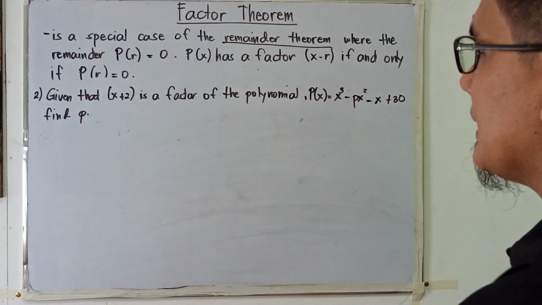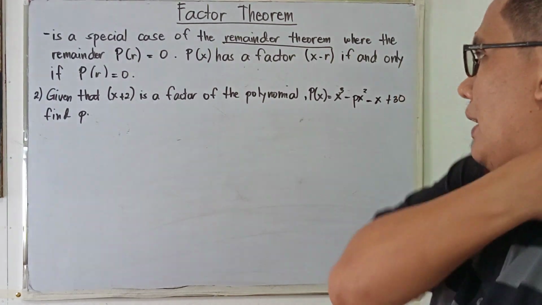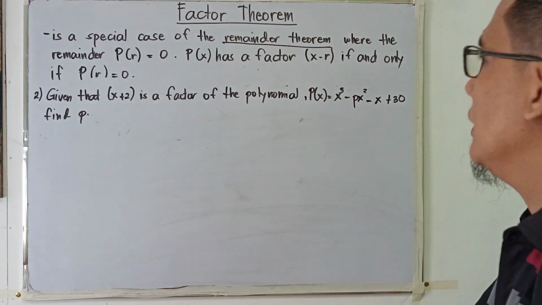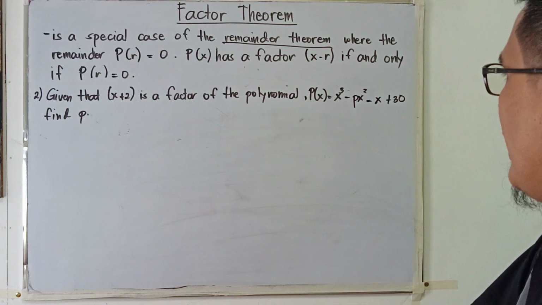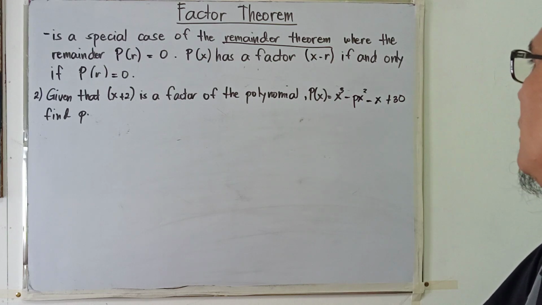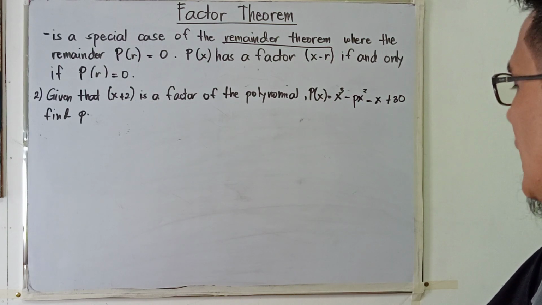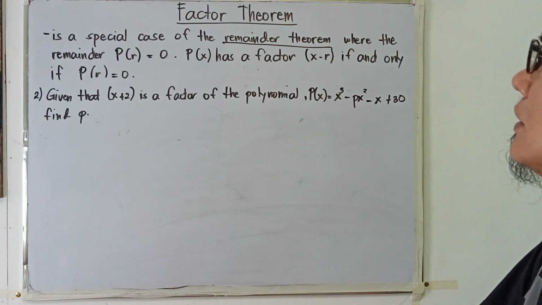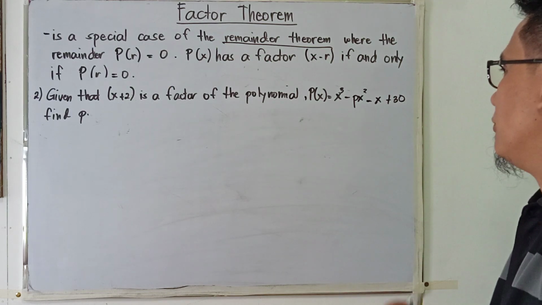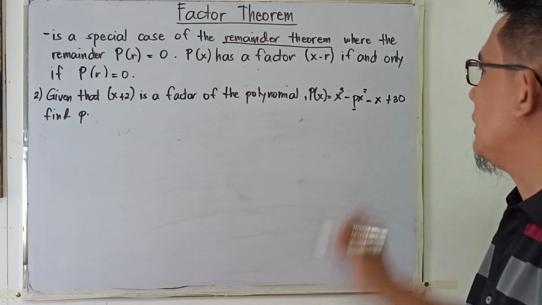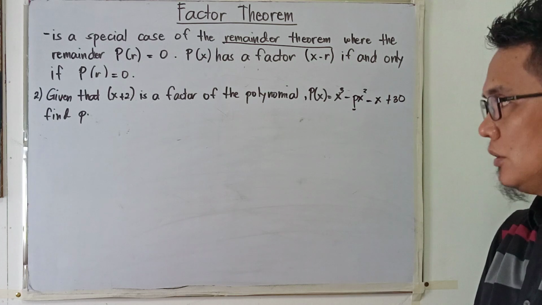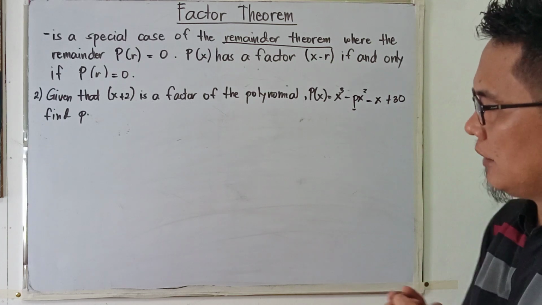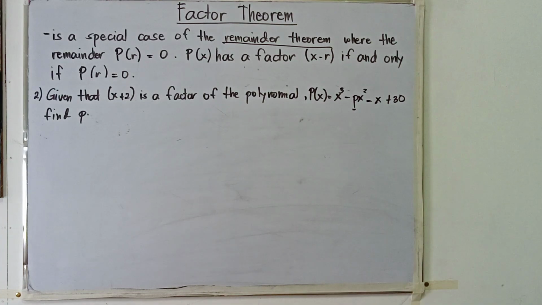Okay, our second example: given that x plus 2 is a factor of the polynomial P of x equals x cubed minus p x squared minus x plus 30, you are asked to solve for the value of p. Let me expand the explanation with respect to our problem.